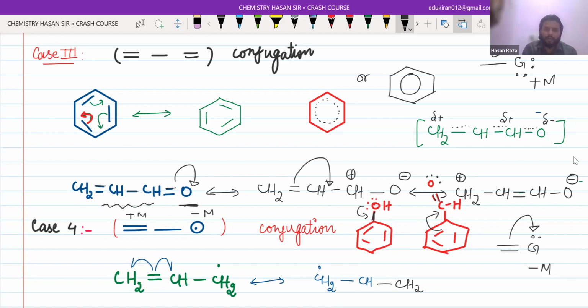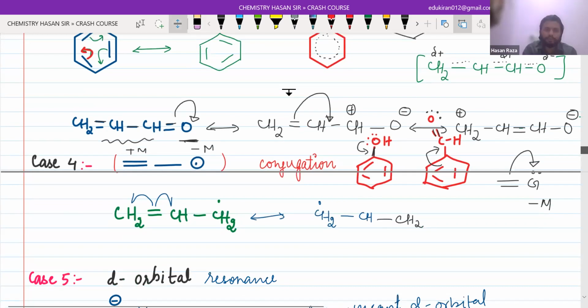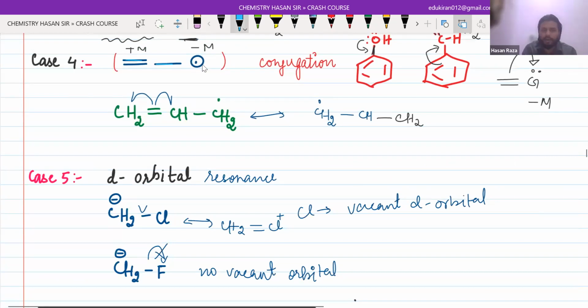Okay, moving to the next case, that is case 4, in which there is pi, sigma and this free radical. Whenever a free radical is there, with pi, sigma and free radical, you need to do homolytic cleavage. What is homolytic cleavage? Both will take their own electron in this way, and there will be an electron and another electron that will make a bond with each other, and it will be CH and then double bond CH2. It will be like this.